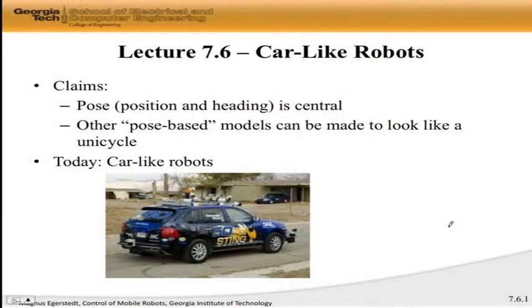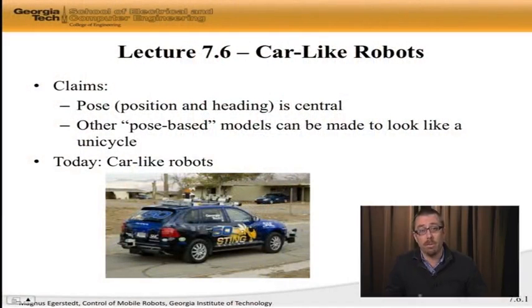The punchline with the previous lecture was that pose, meaning position and heading, is central in a lot of different situations. And we made the claim that other pose-based models, like cars or underwater gliders or other kinds of autonomous vehicles, can be made to look like a unicycle. Today, I want to make this observation precise and concrete by looking at car-like robots. So here, for instance, is a picture of our autonomous car out of Georgia Tech. And the question is, how do we make this thing look like a unicycle?